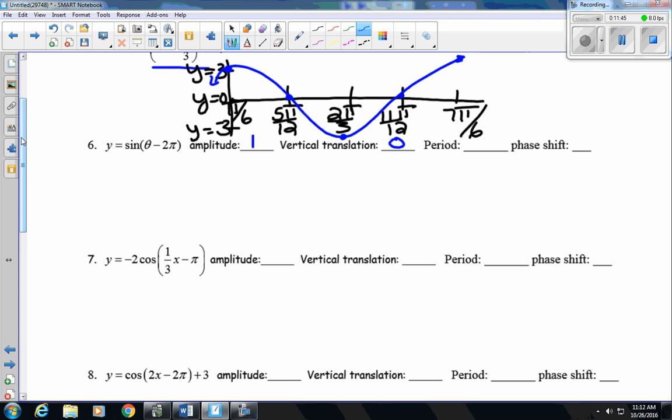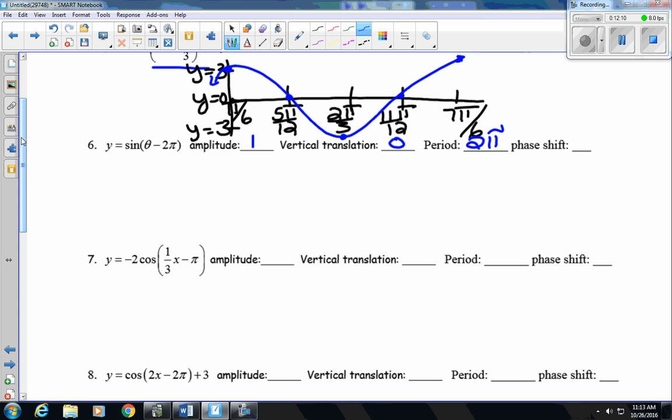Okay, period. I heard it. I just want to make sure everybody gets it. Period is 2 pi. Are we okay with how we got the period? Does everybody understand why it stayed 2 pi? Because the coefficient beside the angle notation is 1, so it's really 2 pi over 1.